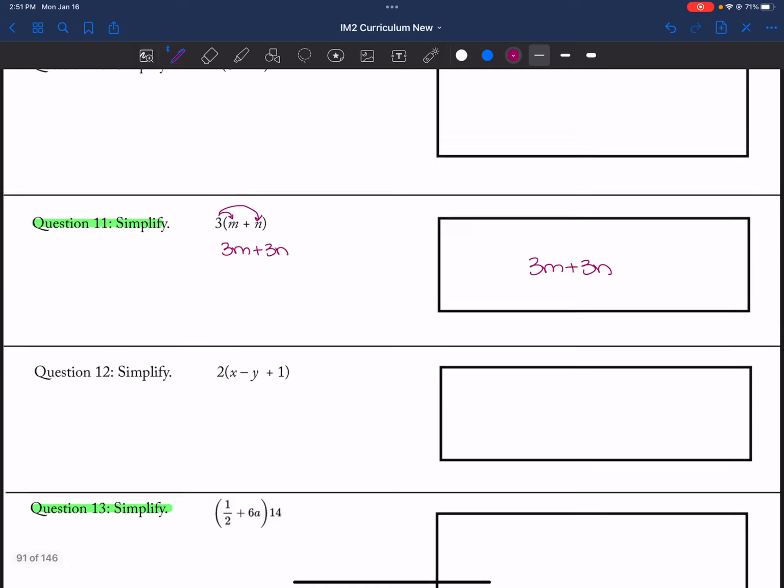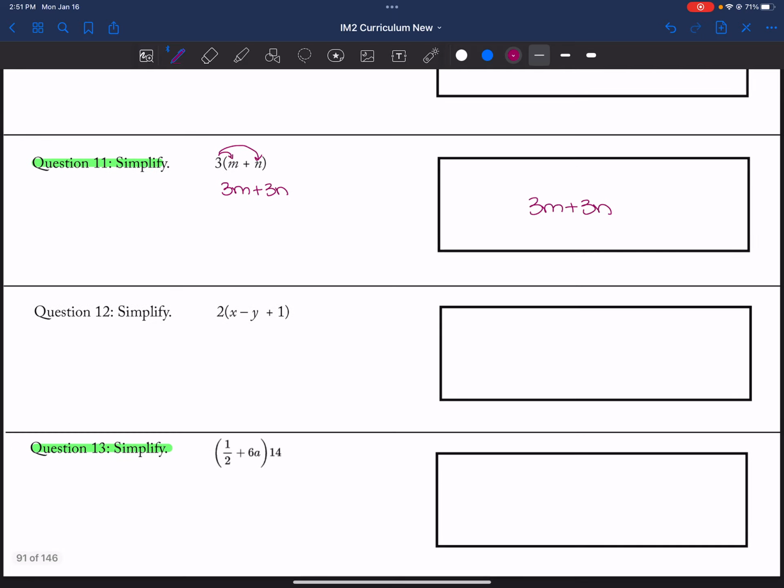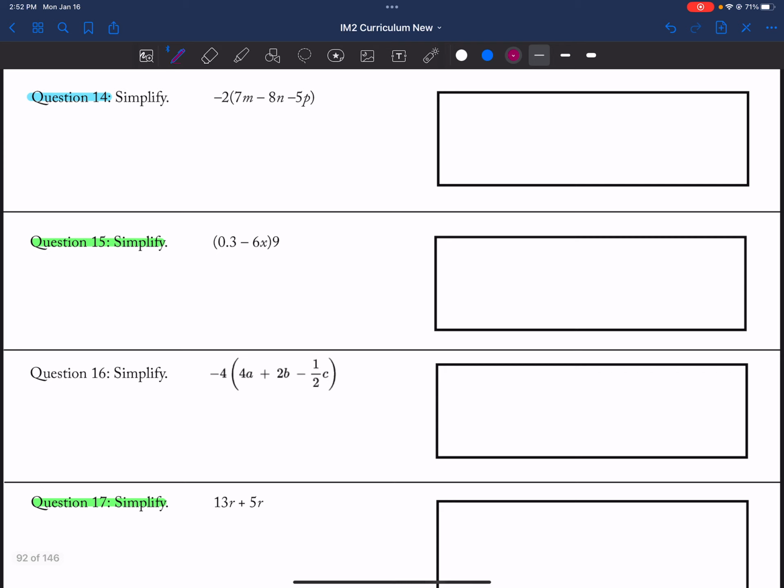And then the next one here, I'm going to distribute the 14. So I get 14 over 2 plus, and then again, if you need to do your arithmetic on the side, totally fine. So 14 times 6 is 84. So this gives me 84a. 14 divided by 2 is 7. Gave away the answer there. And then 84a. So 7 plus 84a.